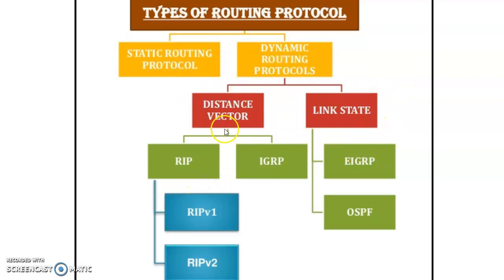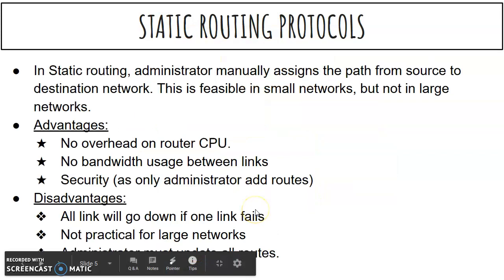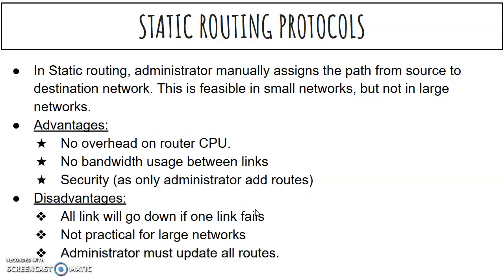And if we have a look at the examples of distance vector routing protocols, then there is RIP, which is the routing information protocol, and IGRP, and then link state protocols have EIGRP and OSPF. So these are the most popular ones which I've included in this presentation. There are others, but I've decided to highlight these ones. Okay. So we'll have a look at the static routing protocol.